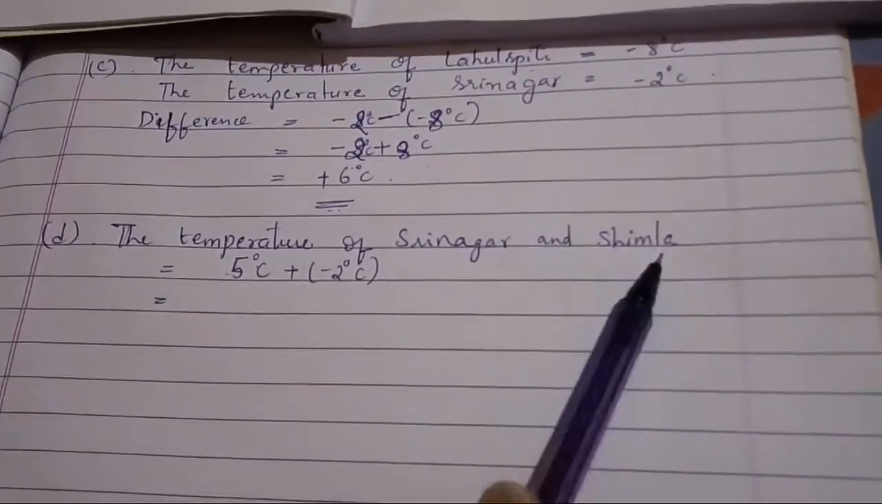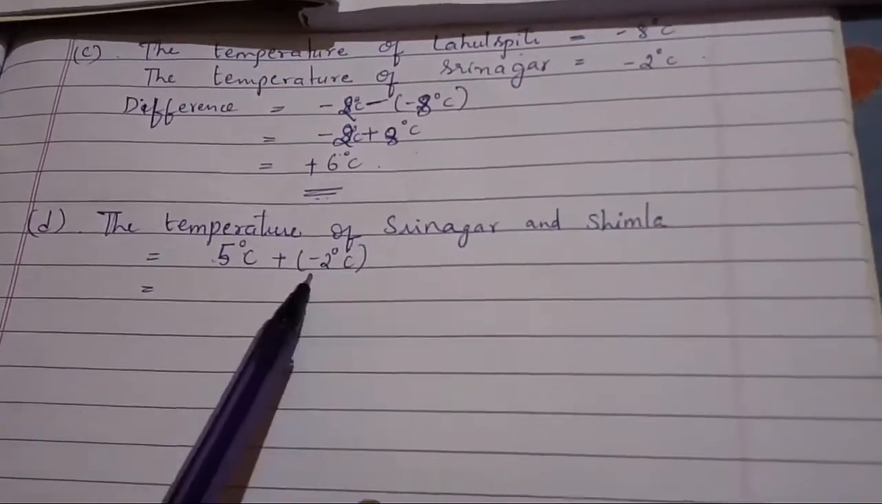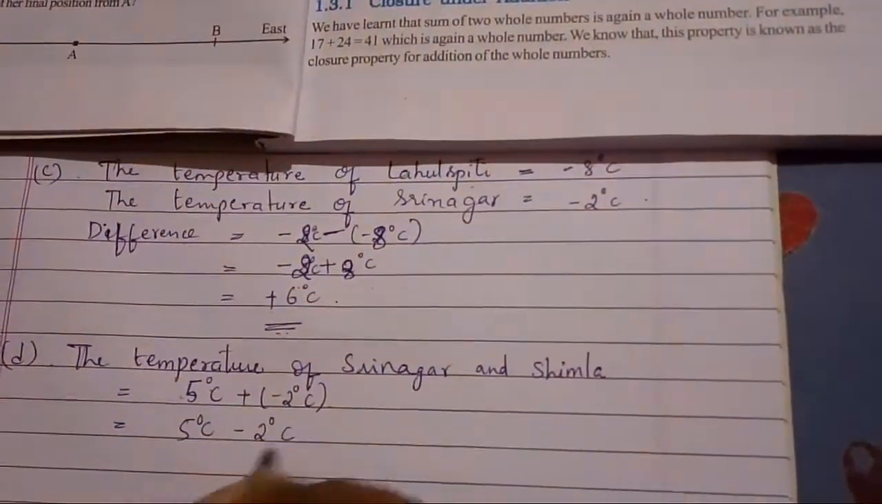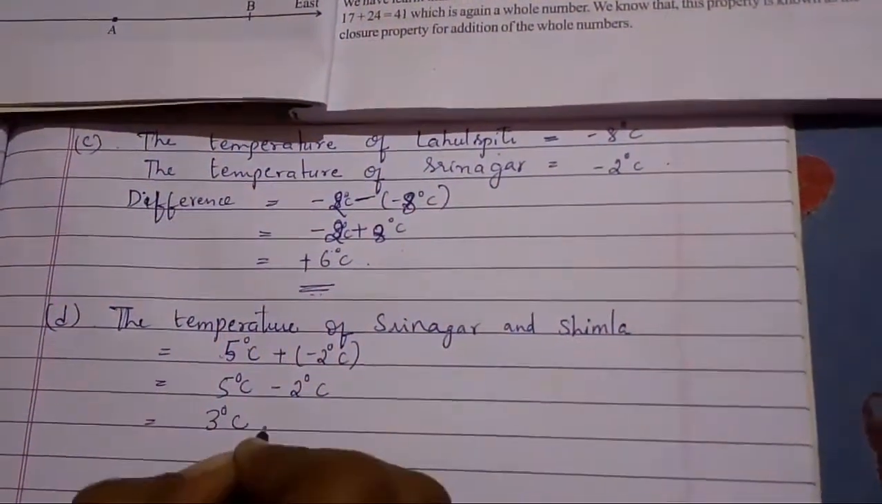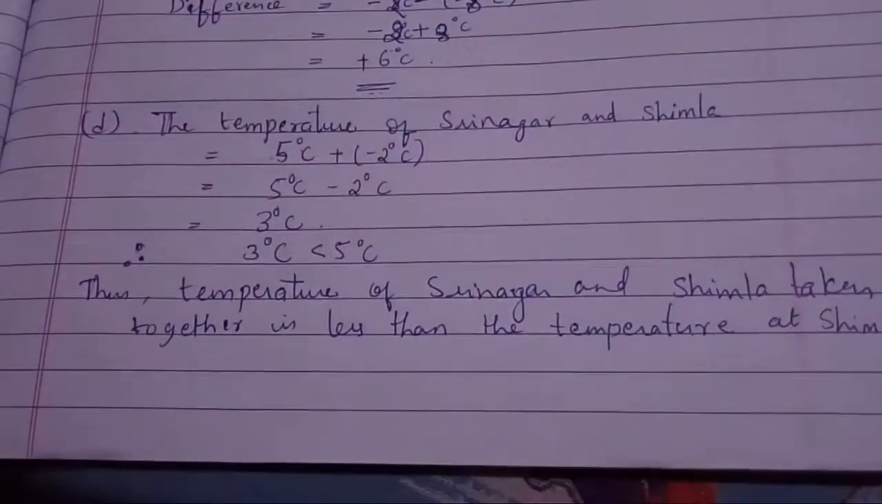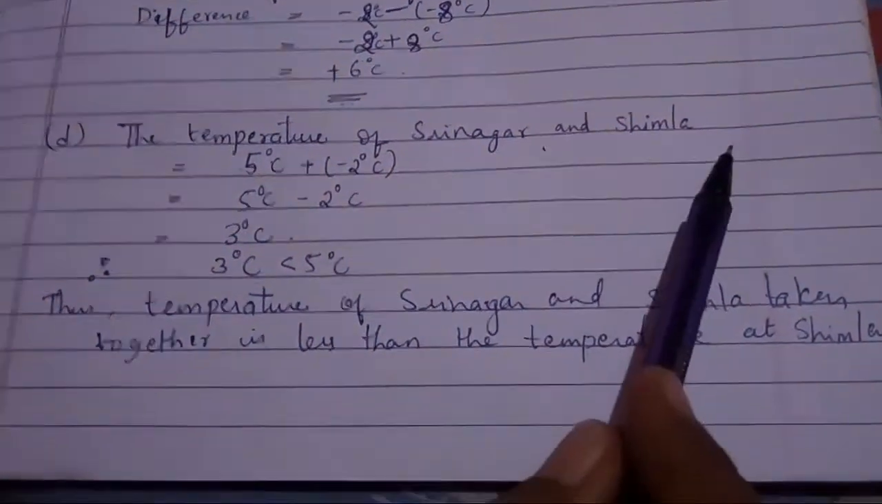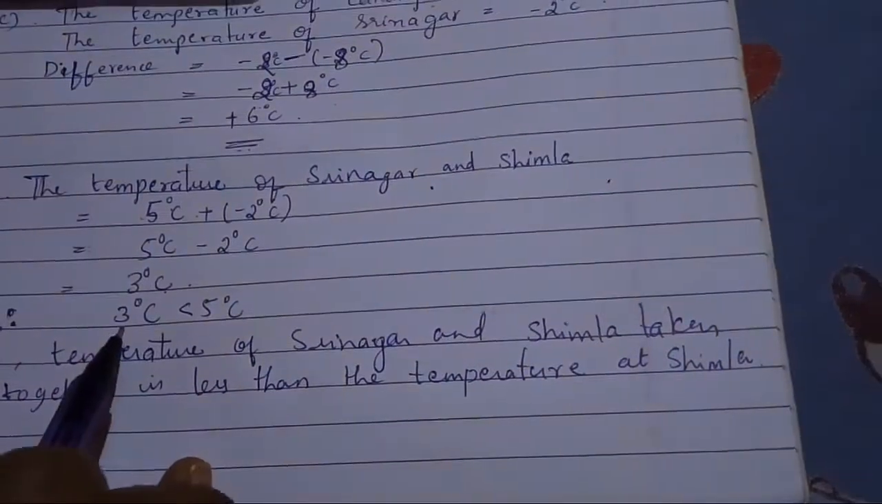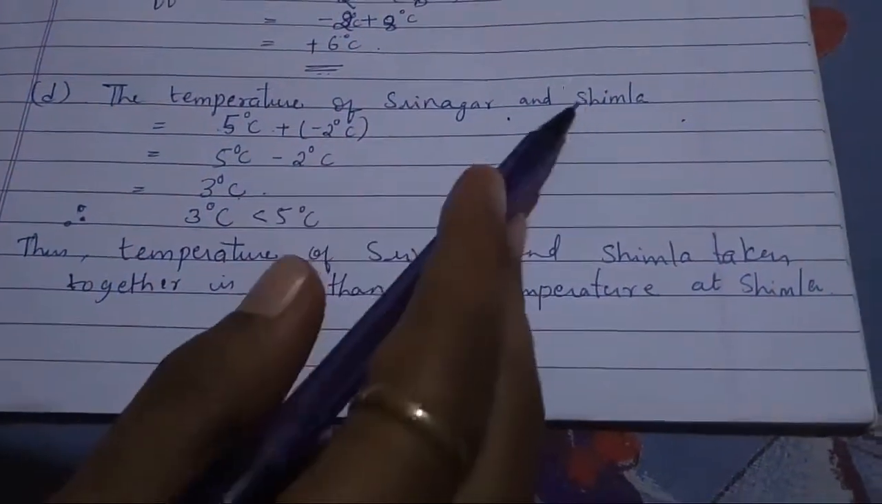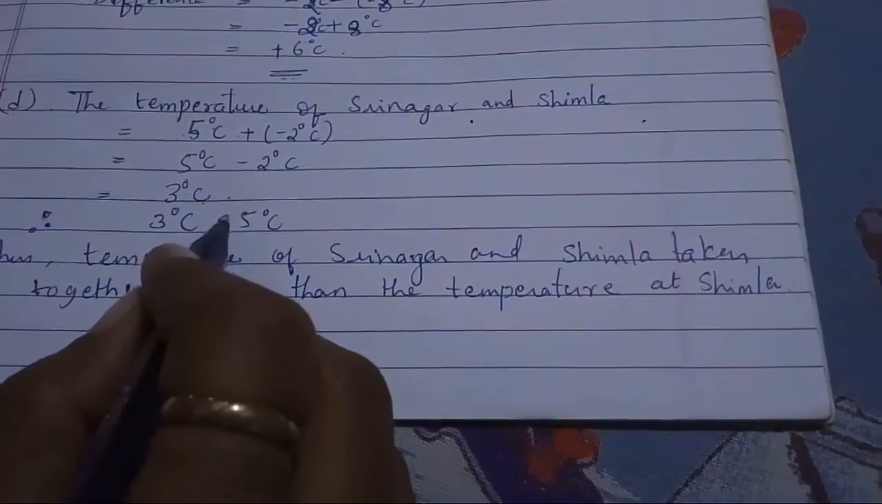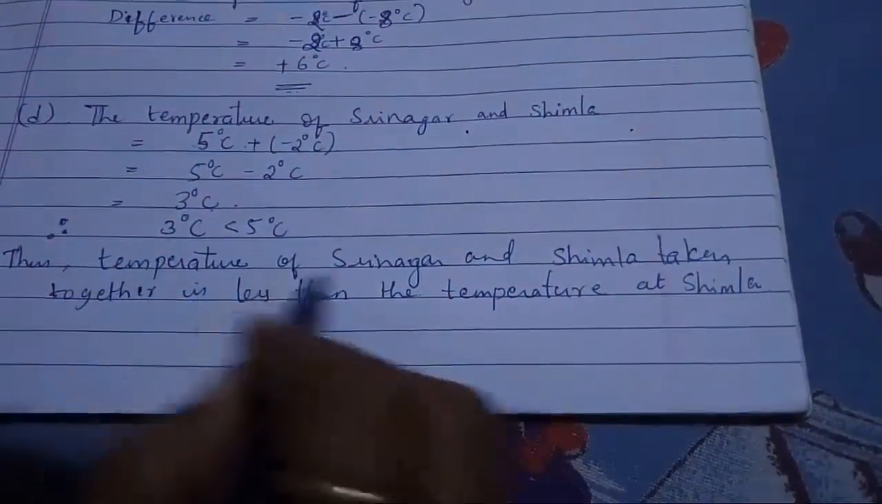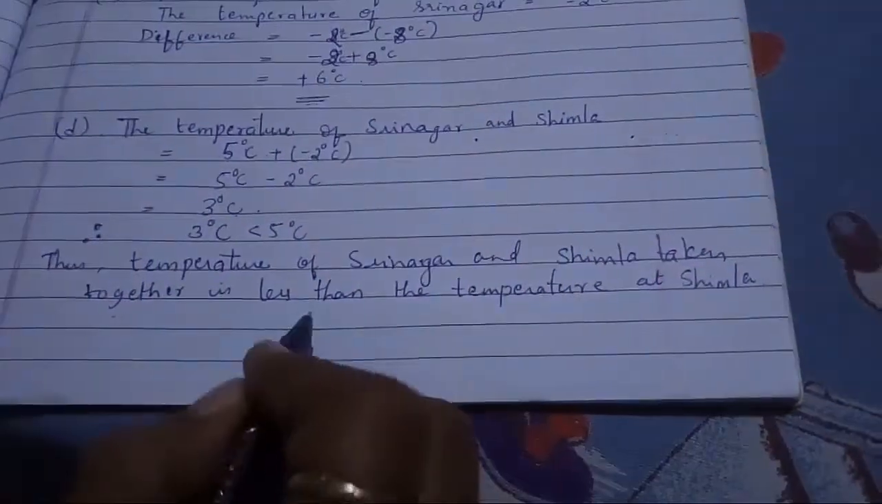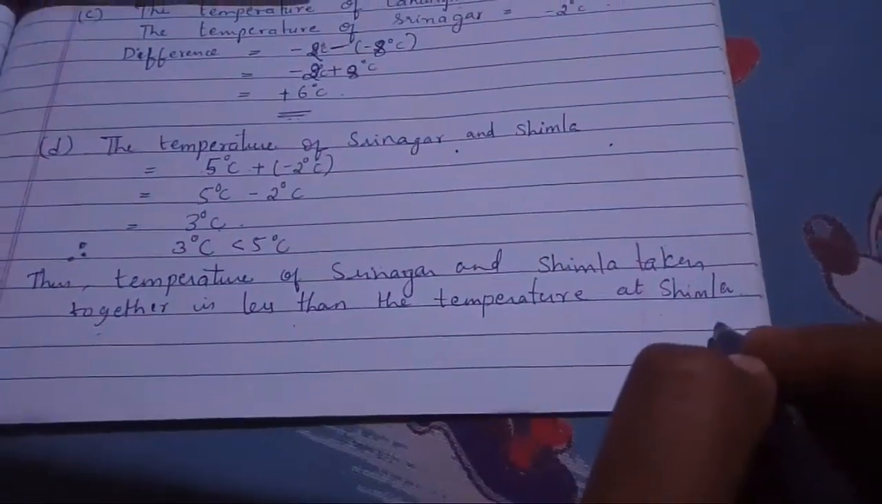First, Shimla is 5 degrees Celsius plus minus 2 degrees Celsius. That is 5 degrees Celsius minus 2 degrees Celsius, which is equal to 3 degrees Celsius. The temperature of Srinagar and Shimla together is 3 degrees Celsius. Is 3 degrees Celsius greater than Shimla's temperature? No, it is less than 5 degrees Celsius. Thus, the temperature of Srinagar and Shimla taken together is less than the temperature at Shimla.